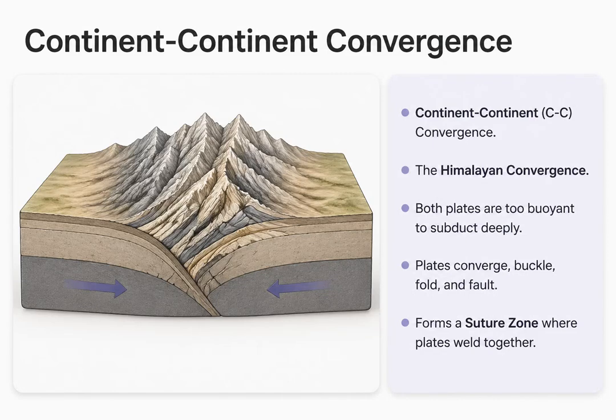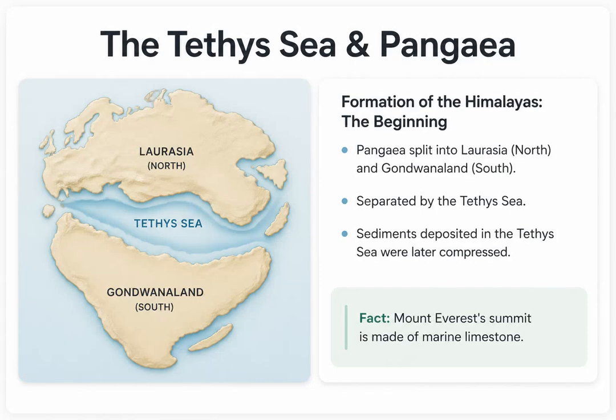Our third subtype is continent-continent convergence. This is a clash of the titans. Because continental crust is thick and buoyant, neither plate wants to sink. When two continental plates collide, there is no deep subduction zone like we saw before. Instead, the two massive landmasses crash together, buckle, fold, and thrust upward. The fragments of any remaining oceanic crust get plastered between them, welding the plates together in what is known as a suture zone.